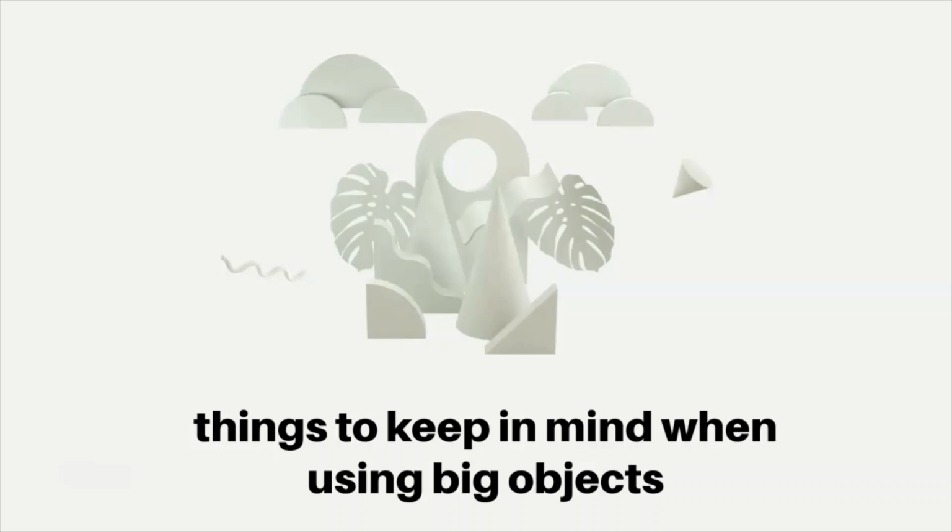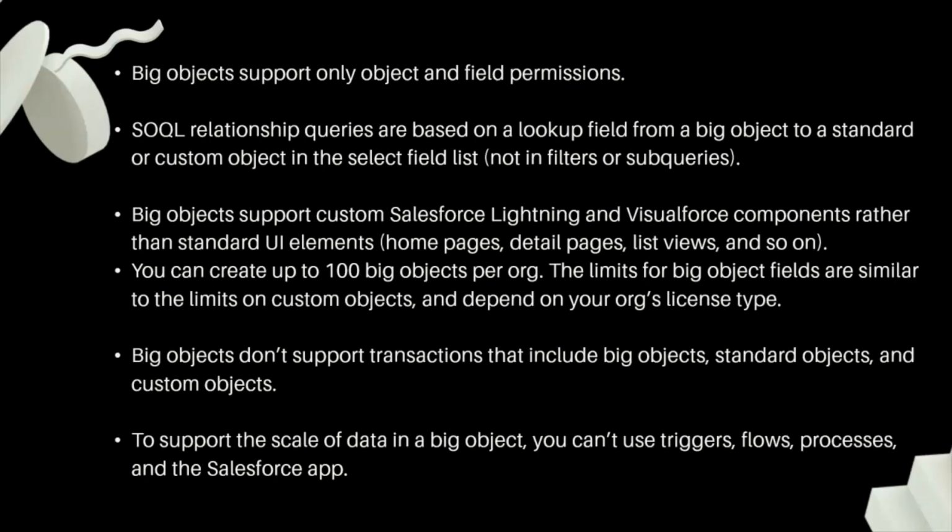Things to keep in mind when you are using big objects. There are some considerations and best practices to follow when you are dealing with big objects. Big objects support only object and field permissions. SOQL relationship queries are based on a lookup field from a big object to a custom object in the select field list, not in filters or subqueries. You cannot use them in those. Big objects support custom Salesforce Lightning and Visualforce components rather than standard UI elements, such as home pages, detail pages, list views, and so on. They are the standard UI elements of Salesforce.